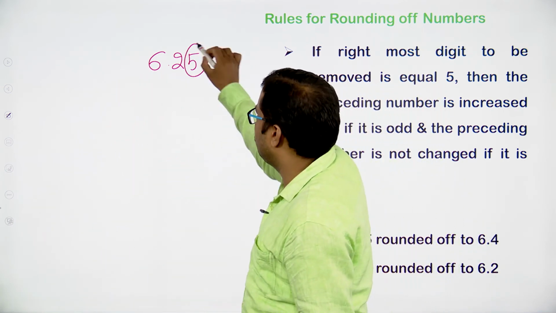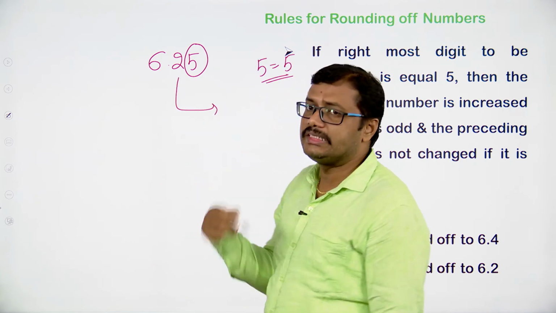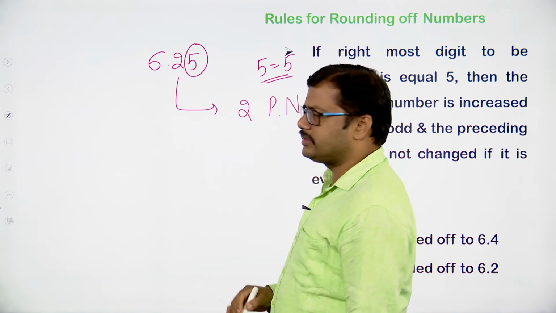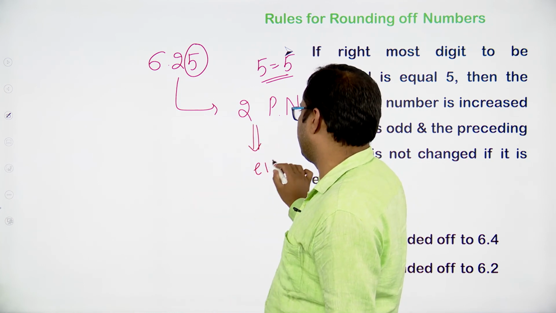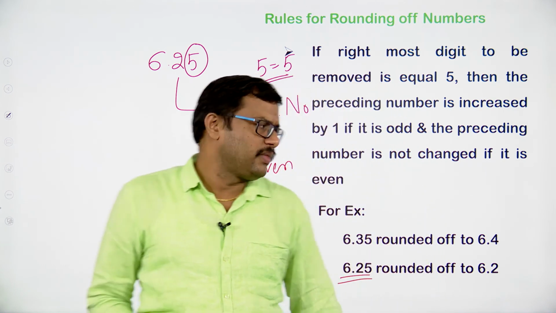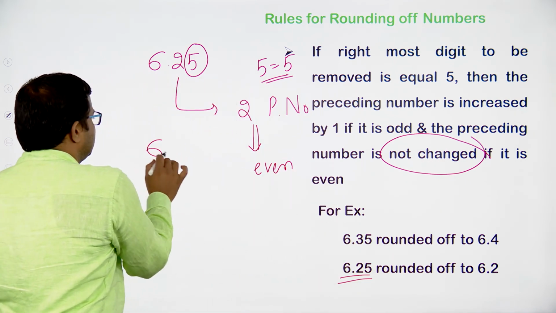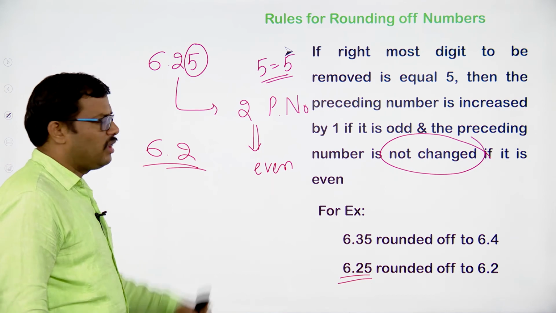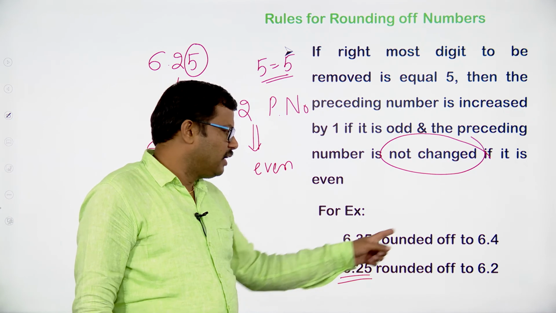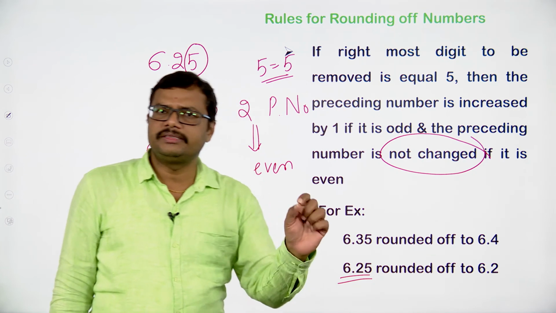So I have to remove the last digit. The last digit is exactly equal to 5. In that case, I have to look at the preceding number. Here 2 is the preceding number, and we know that 2 is an even number. Whenever the preceding number is even, there is no need to change it. So we give the result as it is, 6.2 only. So when 6.35 is rounded off, it becomes 6.4, but when 6.25 is rounded off, it becomes only 6.2.